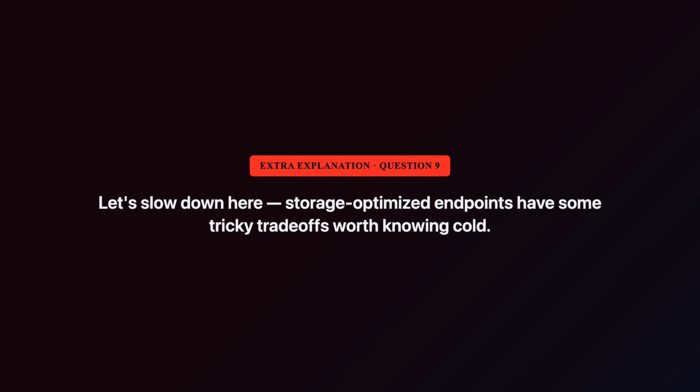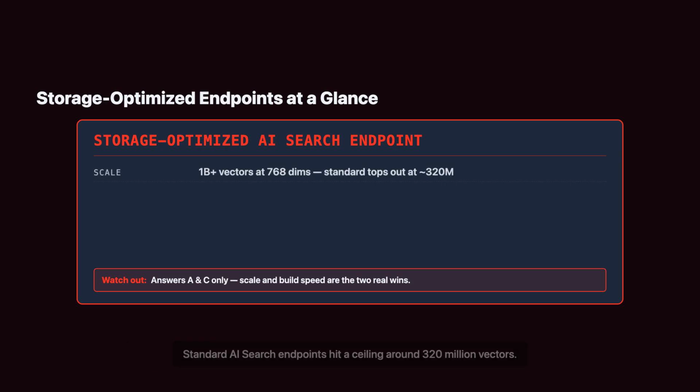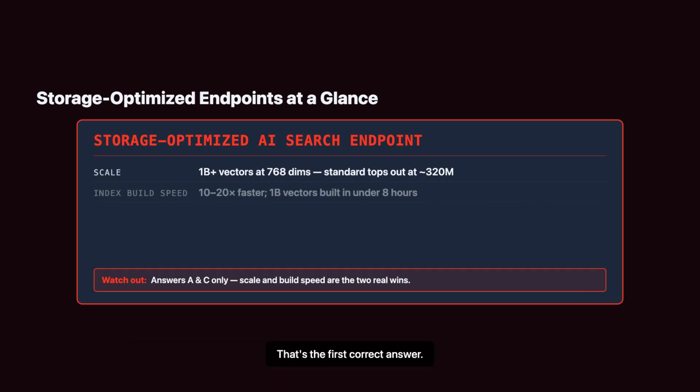Let's slow down here. Storage-optimized endpoints have some tricky trade-offs worth knowing cold. Picture a media company with 1.5 billion archive documents. Standard AI search endpoints hit a ceiling around 320 million vectors. Storage-optimized blows past that. It supports over a billion vectors at 768 dimensions. That's the first correct answer.